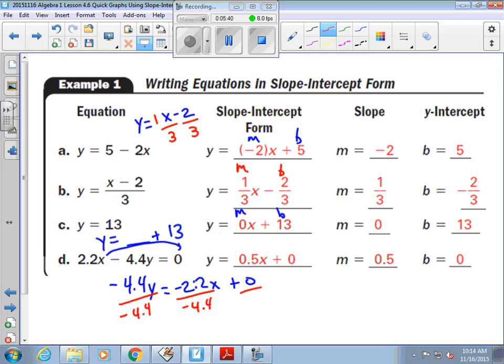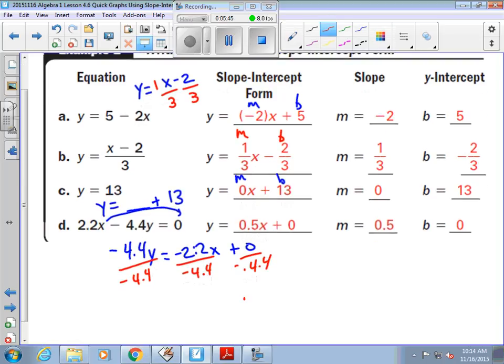4.4 and this by negative 4.4. 0 divided by anything is going to remain 0. Negative divided by negative is going to be a positive, and 2.2 goes into itself once and then a 4.4 twice. So y is equal to a positive 1/2 x plus 0. Notice they have positive 1/2 written as 0.5. 1/2 is the same thing as 0.5. Y'all know that. Plus 0, your b value is 0. So 0.5 and 0.